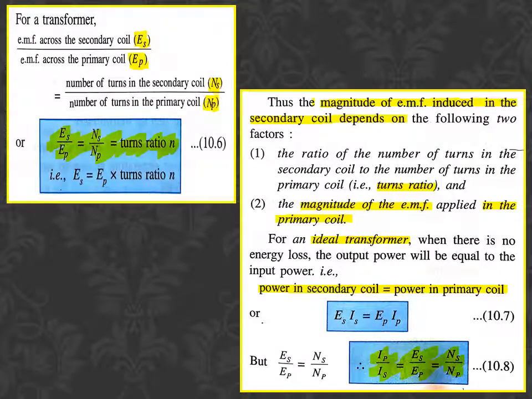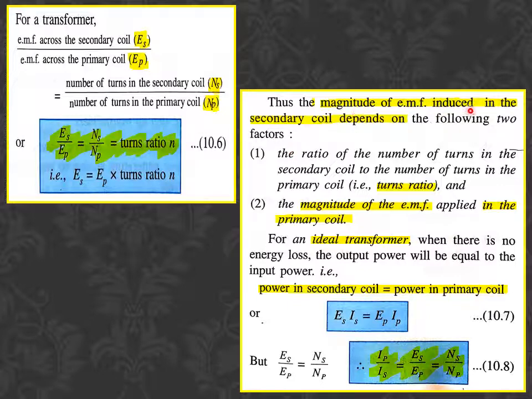For a transformer, the turns ratio Ns by Np is equal to Es by Ep, where Es is the EMF across the secondary coil and Ep is the EMF across the primary coil. So we have Es by Ep is equal to Ns by Np. That is the turns ratio N.